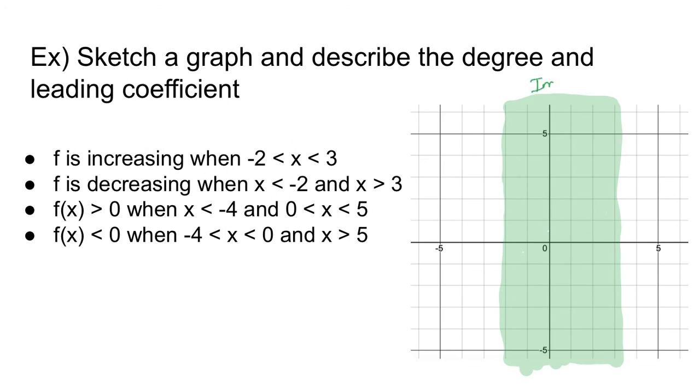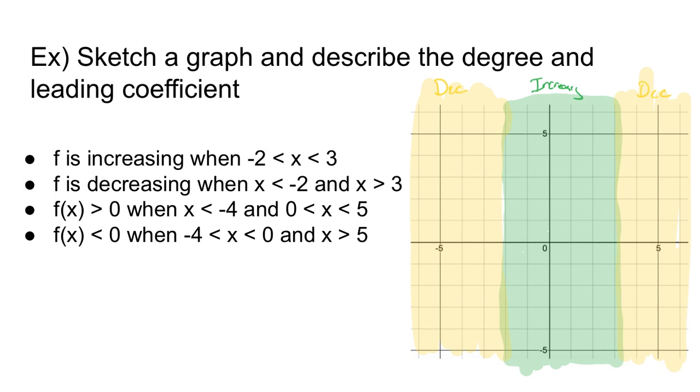It's increasing here. And that means when x is less than negative 2, so that is this region here, and when x is greater than 3, so that's this region right in here, my function is going to be decreasing, or going down. So I'm going to be decreasing here and decreasing here.